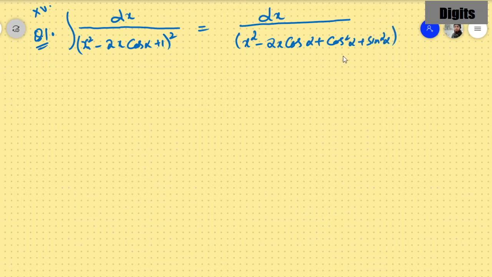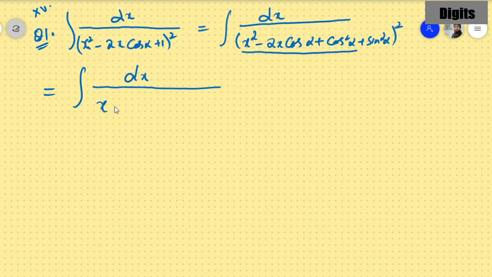I have written cos square alpha and sin square alpha in place of 1, so I can write it as integral of dx divided by, note down here, taking these three terms and using the formula a square minus 2ab plus b square, it will be equal to (x minus cos alpha) square, then plus sin square alpha, whole square.